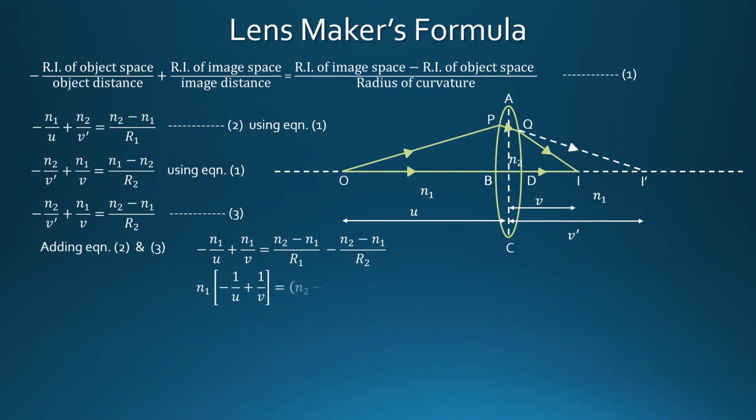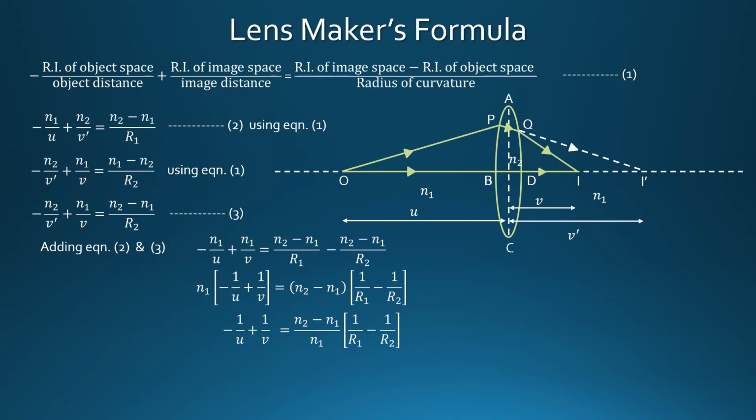Now, next we'll write it again: n1 times minus 1 by u plus 1 by v is equal to n2 minus n1 in the bracket 1 by r1 minus 1 by r2. Next, we'll reduce it as minus 1 by u plus 1 by v is equal to n2 minus n1 by n1 in the brackets 1 by r1 minus 1 by r2.